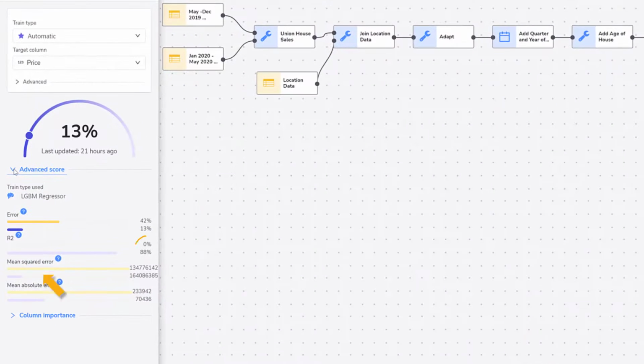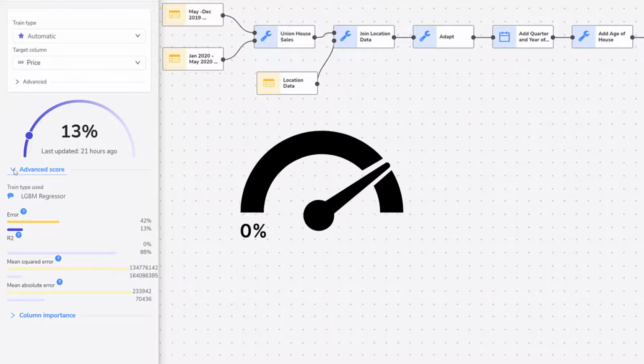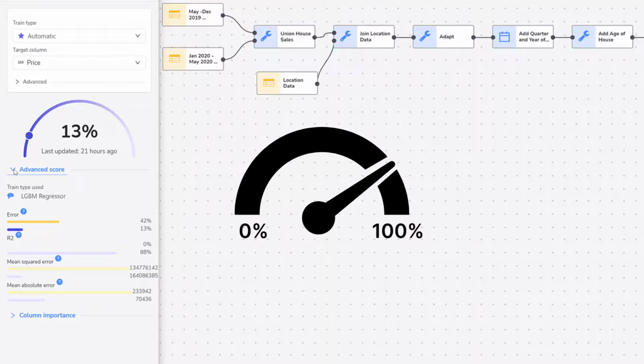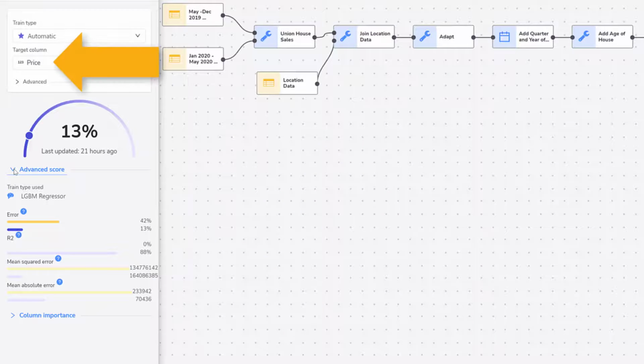Let's examine the R-squared score. This score indicates a goodness of fit for the model. It measures the strength of the relationship between the model and the target column on a scale of 0 to 100%. In this case, the target column is the price. With a score of 88%, the relationship between the model and price is quite strong, indicating a good fit. In other words, the model does a good job of explaining the changes in house prices.